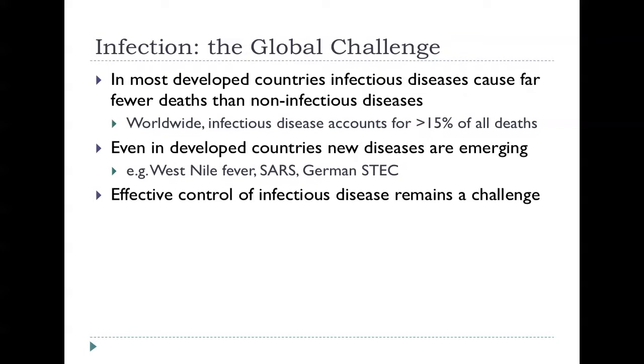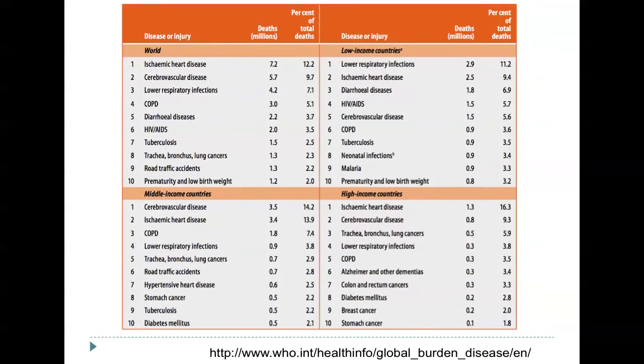And actually getting control of infectious diseases remains a challenge, as we shall see during the rest of the lectures. So this is some data from the WHO, and it shows you the number of deaths from each kind of disease. You can look at the whole world and see diarrheal diseases, lower respiratory infections, HIV/AIDS, tuberculosis featuring there in the top 10 for the whole world. If you look at low-income countries, they become even more prominent.